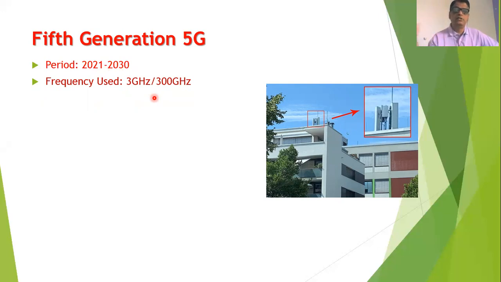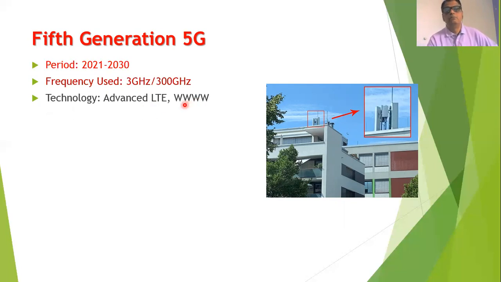So the frequency range is being increased. You will find that when the frequencies are increased, the complexity of the telecommunication network becomes more. The technology that is being used is called Advanced LTE. This is an advanced version of LTE. Or many times this technology is termed WWWW technology, that is, wireless WWW technology, where these three W's stand for World Wide Web. So this is wireless World Wide Web technology.